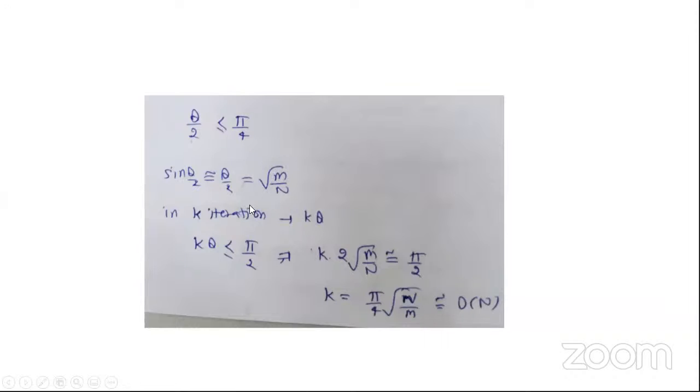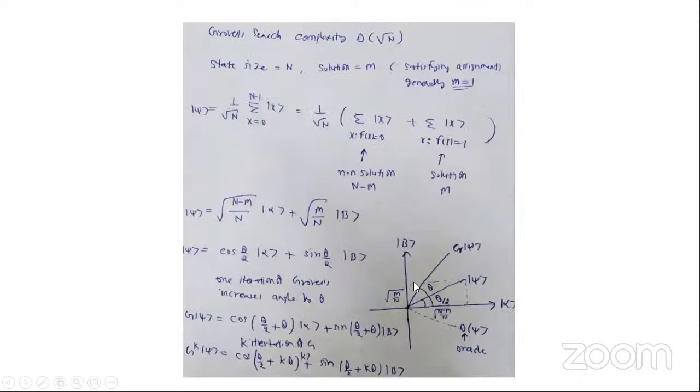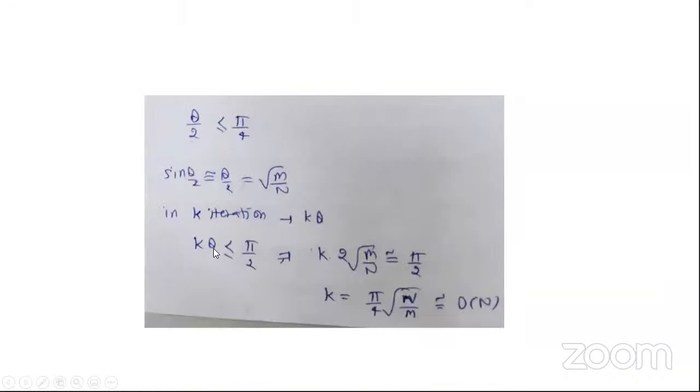So what we are saying here is that in k iterations we increase the angle by k theta. That is clear. And what we want is k theta by 2 to be less than pi by 2. Why? In k iterations we will have k theta increase in angle. We want to just reach here, not cross this. So k theta should be less than pi by 2, because this entire thing is pi by 2. Now we are just putting in the value of theta from this equation.